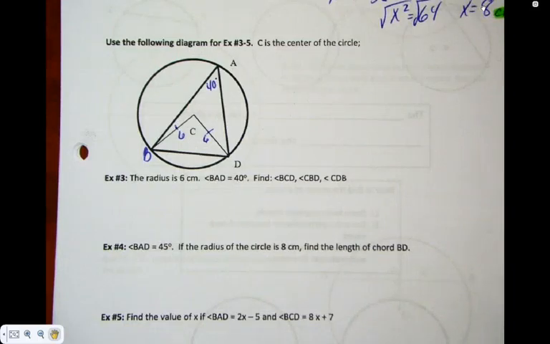I'm going to switch colors. Up to you if you want to join me. I like to switch colors because I like to have one color for what was given and another color for what we're figuring out from the circle property.